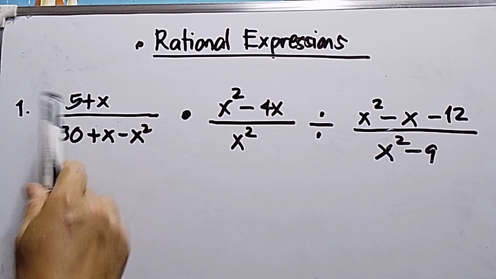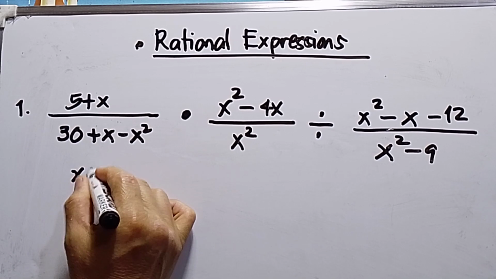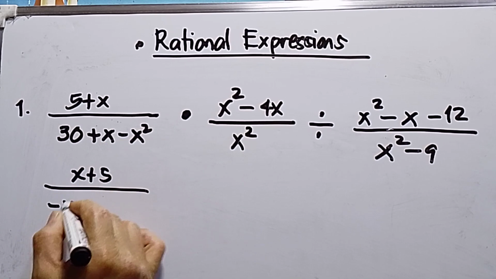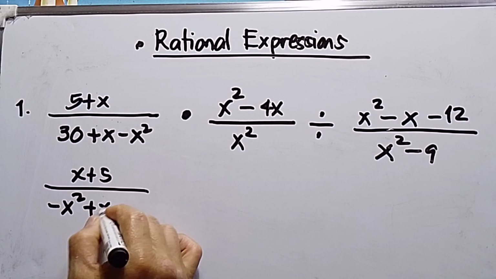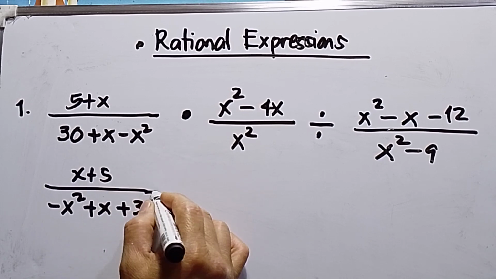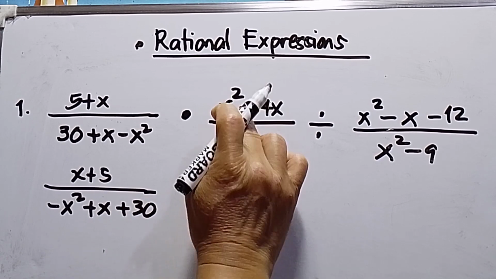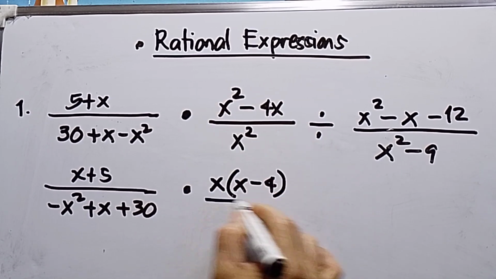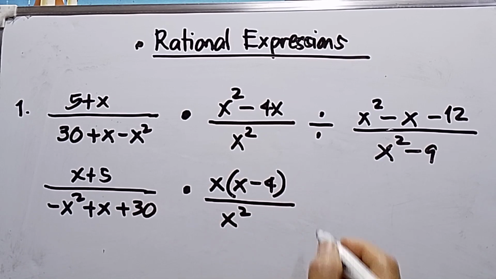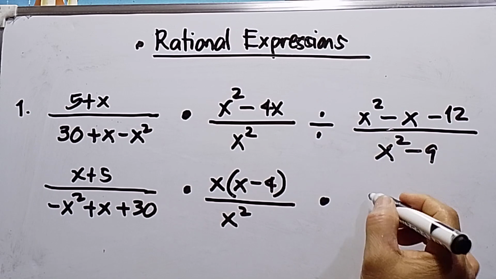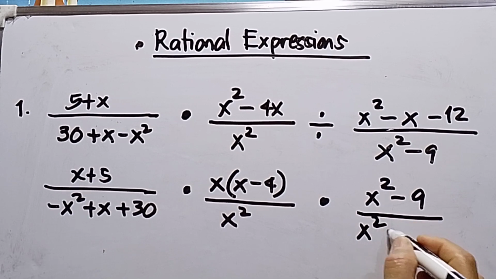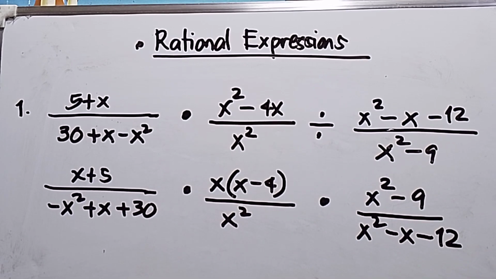Okay, so first thing to do is arrange. It should be x plus 5. Then arrange also the denominator. It should be negative x squared followed by x and then plus 30. Then copy the operation. Then factor the numerator: x minus 4, this will be x squared. Then change the operation to multiplication, then upside down. So this will be x squared minus 9 over x squared minus x minus 12.